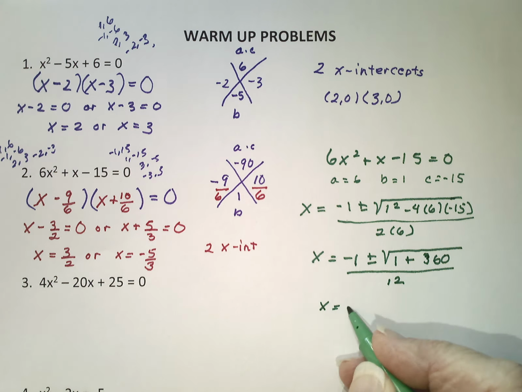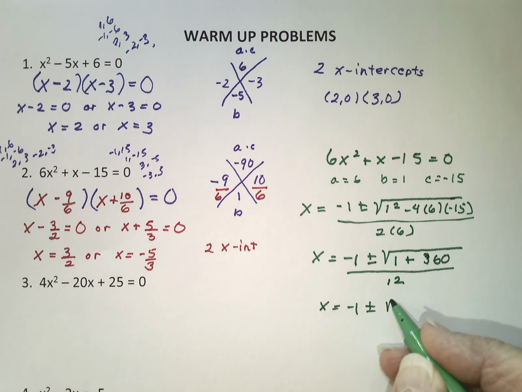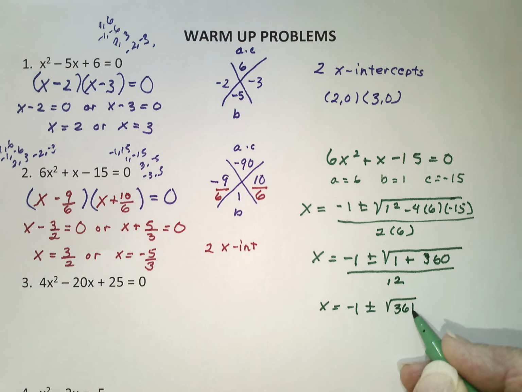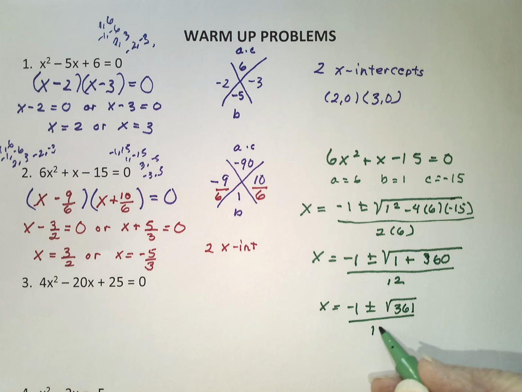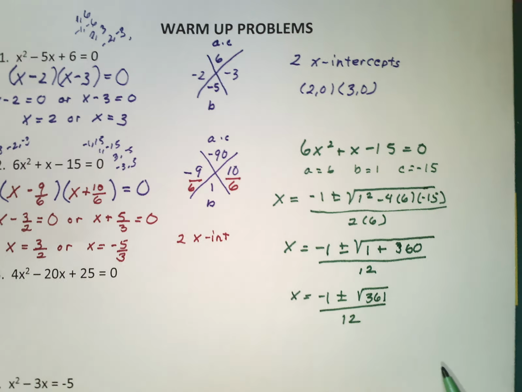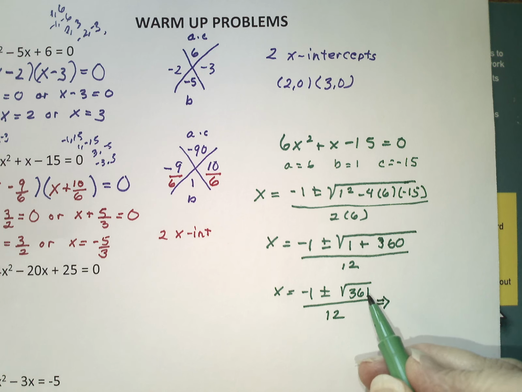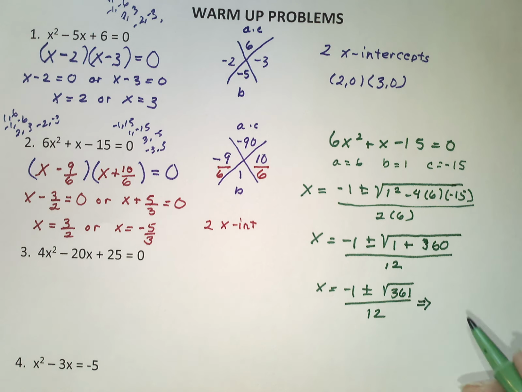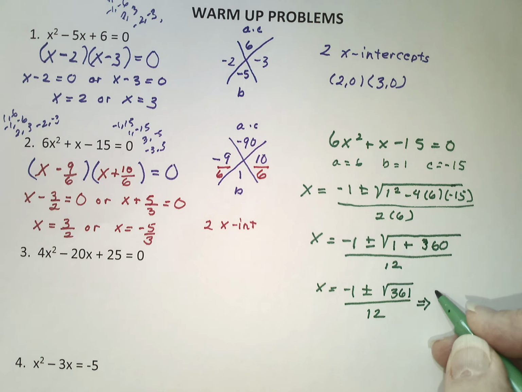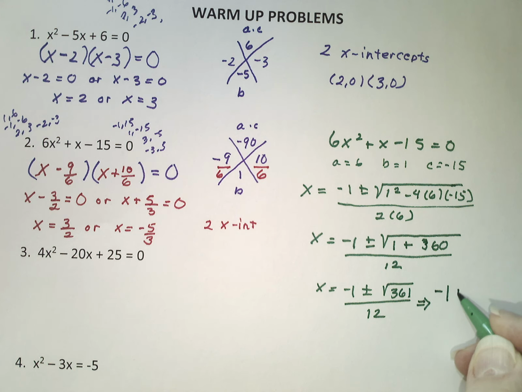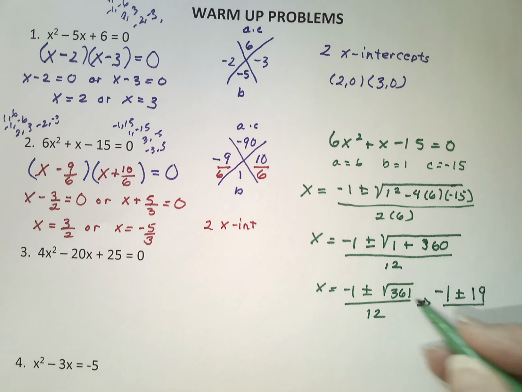So x equals negative 1 plus or minus the square root of 361 all over 12. Turns out 361 is a perfect square. This is negative 1 plus or minus 19. 19 times 19, believe it or not, makes 361.